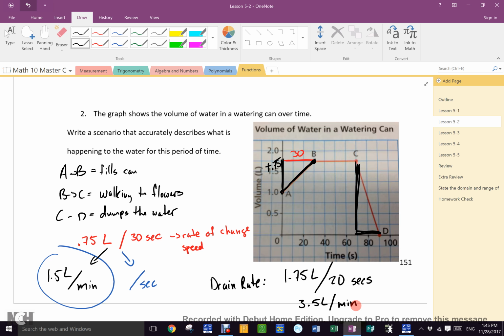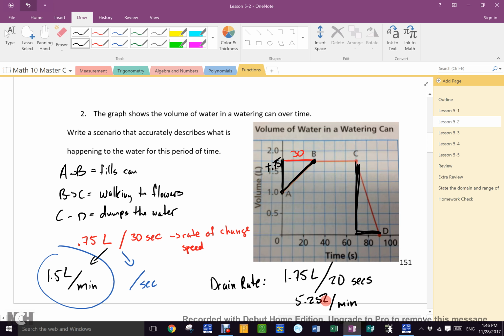The drain rate. The drain rate was 3.5 liters in a minute. The fill rate was only 1.5 liters per minute. Oh, sorry, by 3. Thank you. So it is 3 3/4 times 3 is 9/4, which is 2 1/4. It's 5.25 liters per minute. Everybody cool?